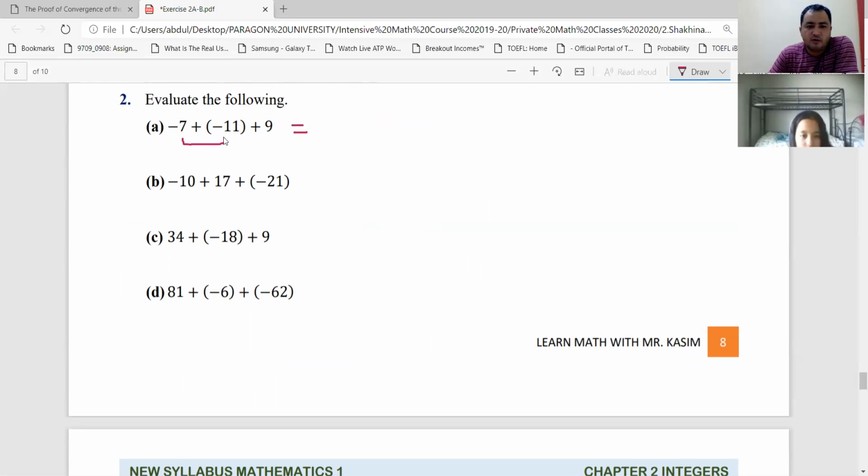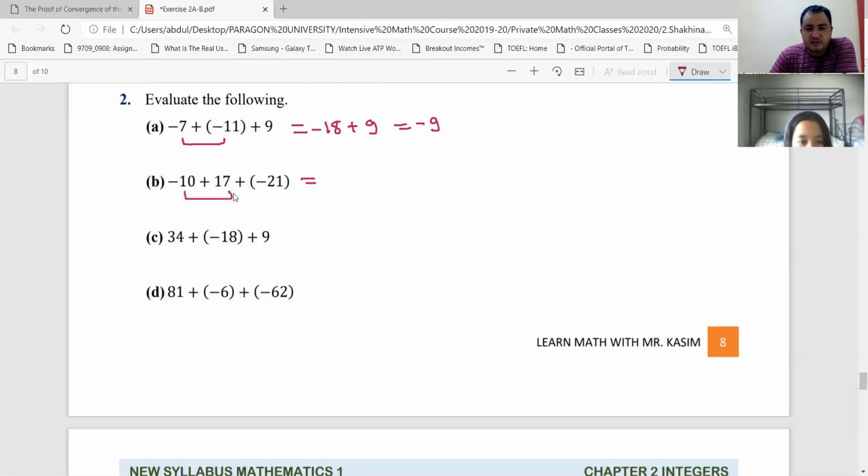So what is minus 7 plus minus 11? Negative 18. Okay, here we have 9. So what is now negative 18 plus 9? Wait, it is 18 and 9, minus, opposite signs. So the answer is negative 9. Good.